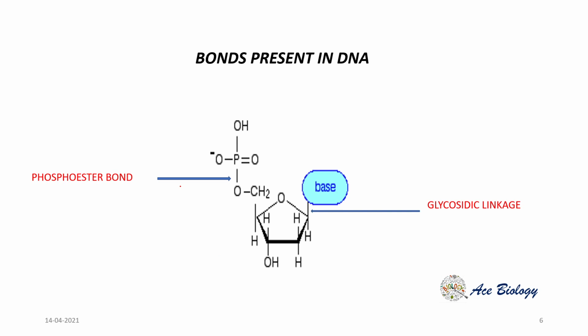Now, coming to the bonds that are present in a DNA, the two important bonds are the phosphoester bond and the glycosidic linkage. As already discussed, the DNA consists of the nitrogenous base, the pentose sugar, and the phosphate group. This phosphate group is attached to the pentose sugar by a phosphoester bond, and the nitrogenous base is attached to the pentose sugar by a glycosidic linkage. Apart from this, we also have some other bonds like hydrogen bonds, which are present in the DNA double helix that we are going to discuss further.